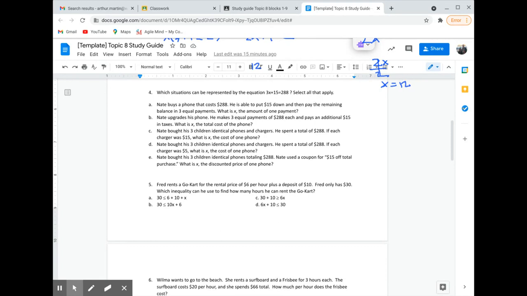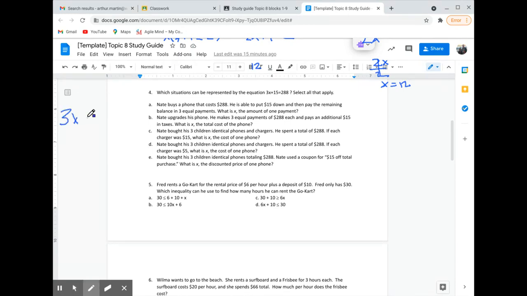So A says that Nate buys a phone that costs $288. He is able to put down $15 and then pay the remaining balance in 3 equal payments. What is X, the amount of one payment? Would that work? No, it wouldn't work. All right, let's look at it.